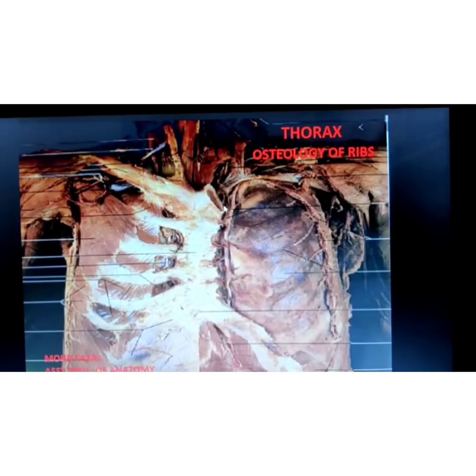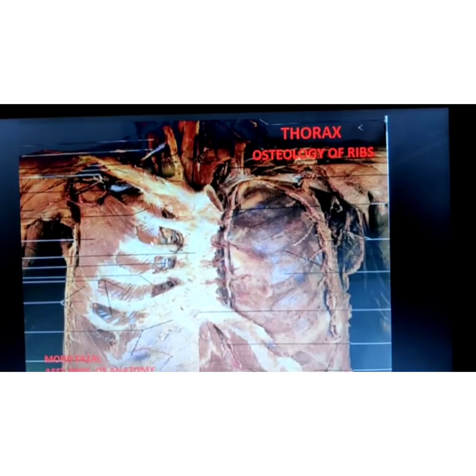Now, to achieve these movements and to overcome the effects of atmospheric pressure, the walls of the thorax are strengthened by the thoracic cage, which is movable.